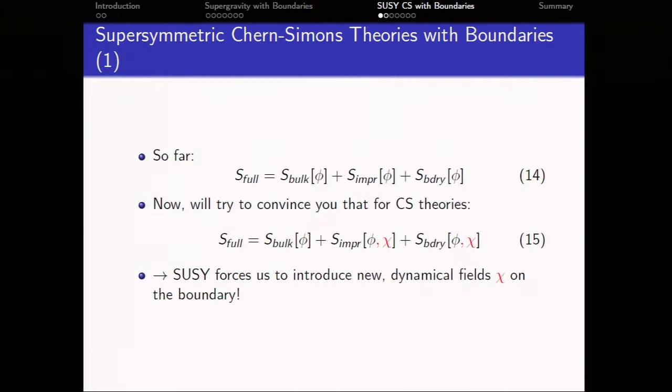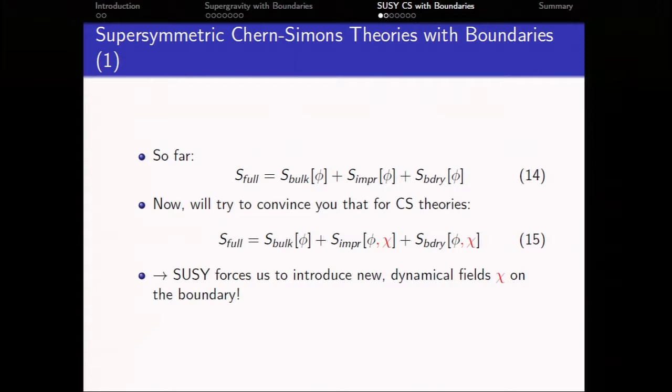So far, what I've talked about is when we take our fully supersymmetric action, right? I've told you this is a bulk piece, then some improvement boundary piece, and then maybe an extra boundary piece that's separately supersymmetric. They've all been functionals of the same fields: the bulk fields, and then the bulk fields restricted to the boundary, obviously. Now, what I will try to convince you of is that for Chern-Simons theories, what you really need to do is add new fields that only live on the boundary.